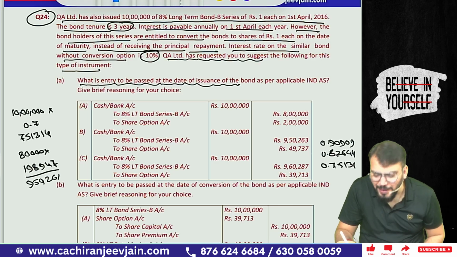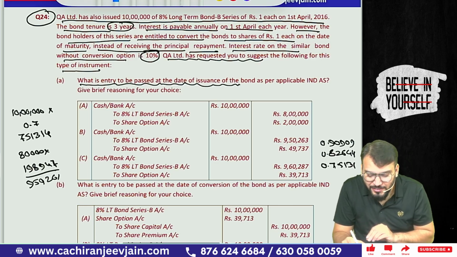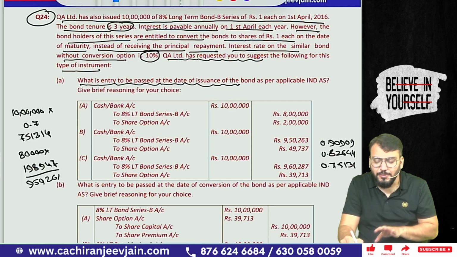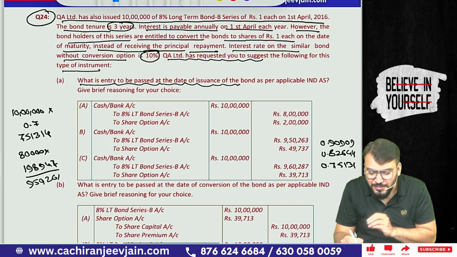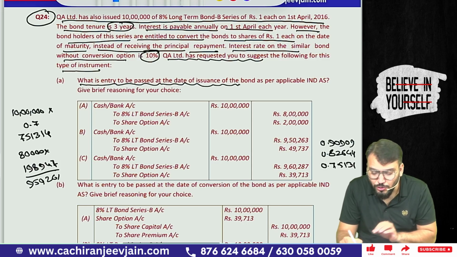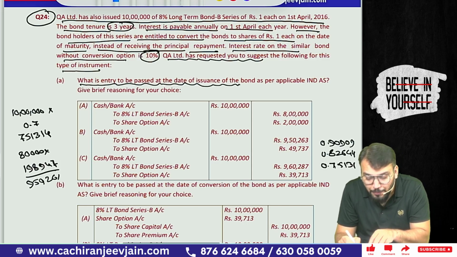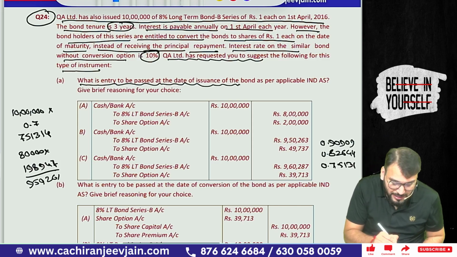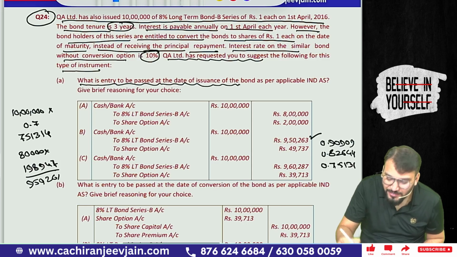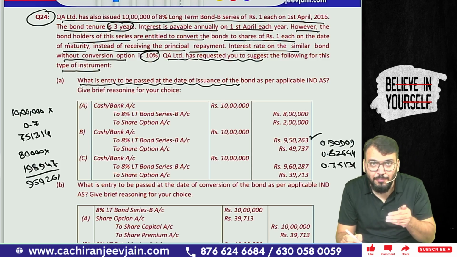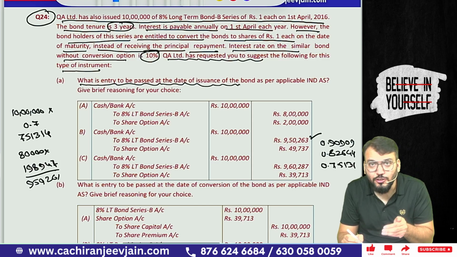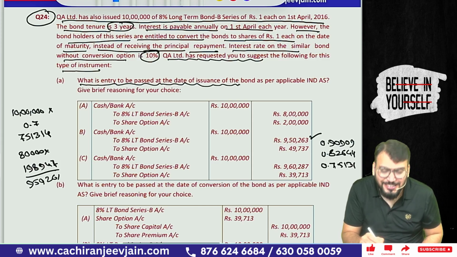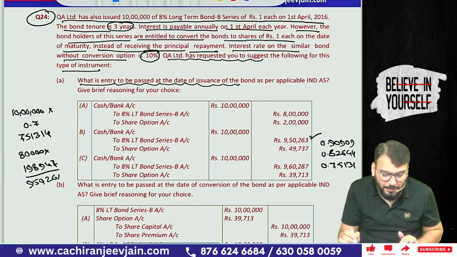Now I have taken 5-6 decimals because I know the answer is given as 9,50,000. If you take 3 decimals, it will come around 9,40 some change. Then also your answer will be correct. You need to find out the approximate answer. Got this point? So in this case, 9,50,261 means this answer is correct. So of course the journal entry will be bank account debit, to financial liability, to equity instrument. Equity instrument is nothing but share option account. So option number B is correct.